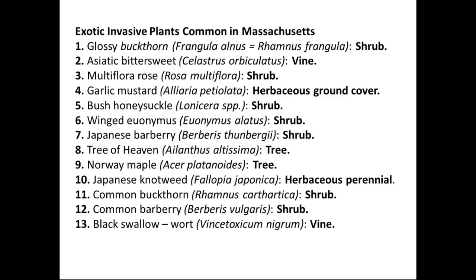And at the bottom, we have black swallow-wort. I've listed these plants in order of abundance from what I'm used to seeing on a lot of parks and sanctuaries in the eastern part of Massachusetts. Glossy buckthorn seems to be the most numerous, but it's not always the case. And black swallow-wort seems to be the least, but that's not always the case.